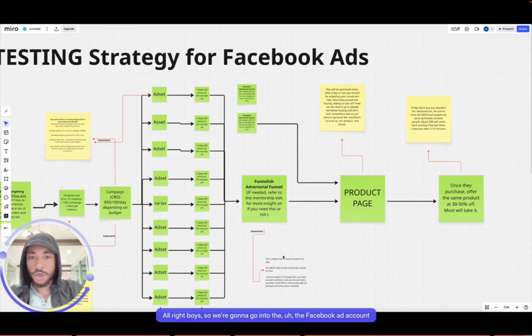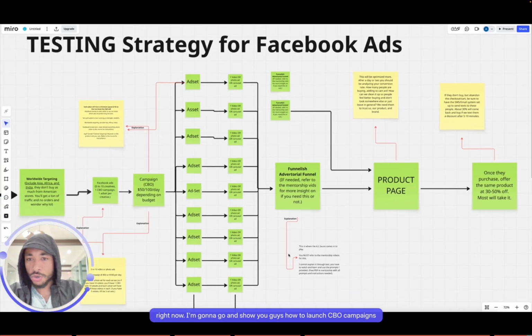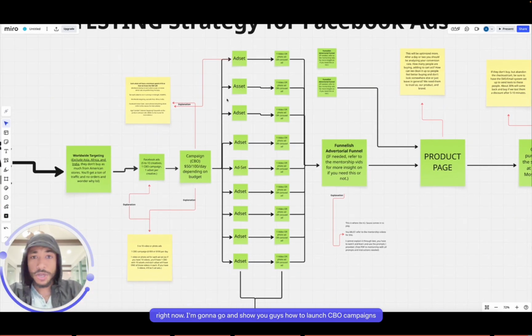All right, boys. So we're going to go into the Facebook ad account right now. I'm going to show you guys how to launch CBO campaigns and show you how to structure them. Let's do it.